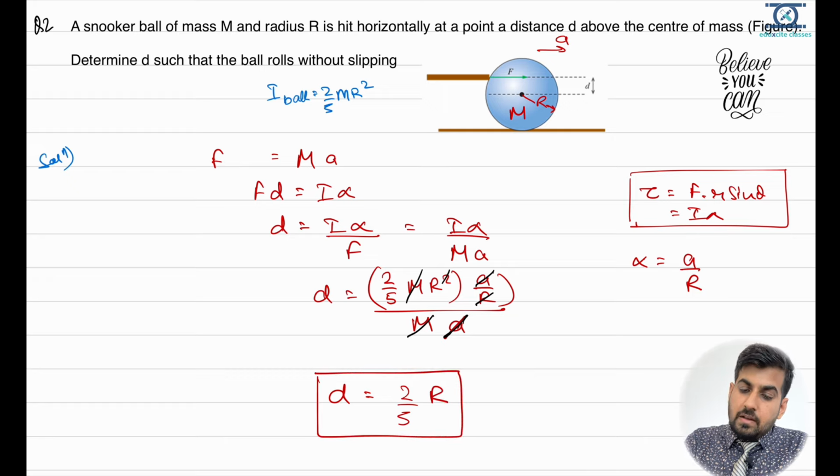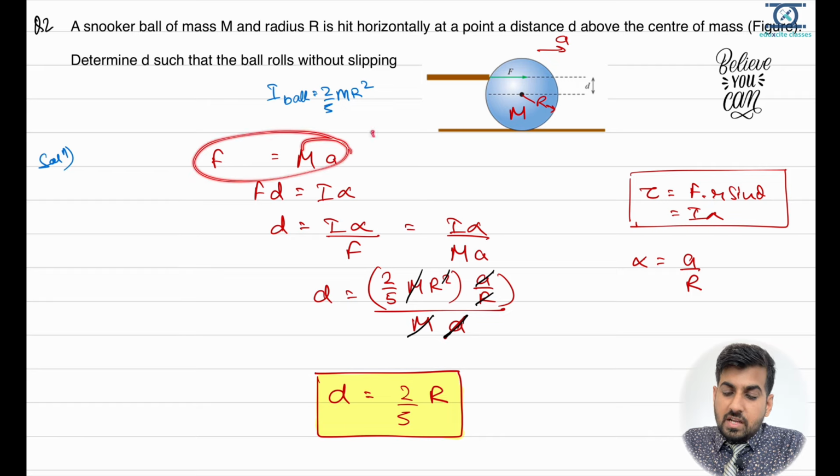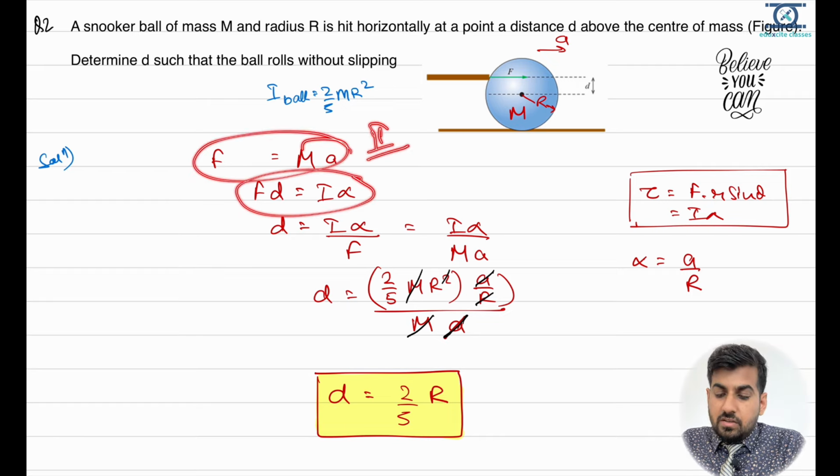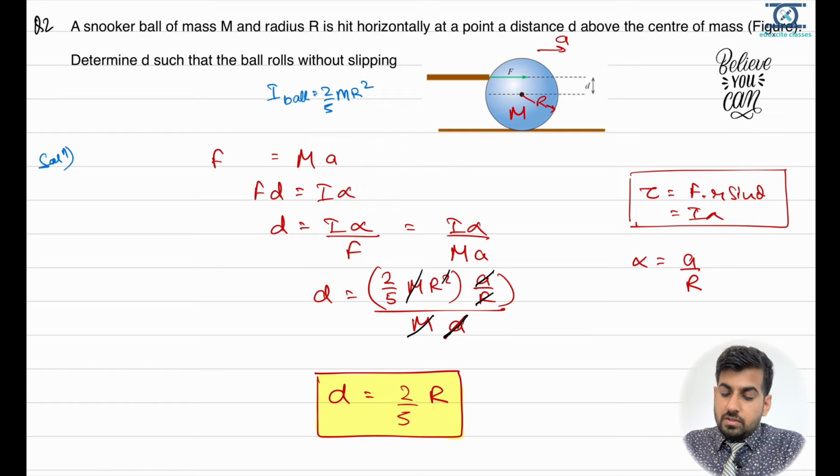As simple as that. So I hope you have understood that what we have to do is just equate Newton's second law of motion and Newton's second law of rotational motion. So this is Newton's second law of motion, and this is Newton's second law of rotational motion. I just equate using this. One is for the linear motion and one is for the rotating motion. So this way you can solve question number 2. If you have any doubt, just comment below. I will try my level best to discuss with you and clear your doubts.